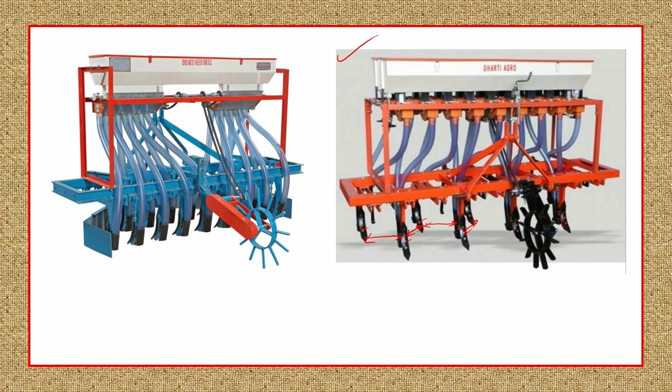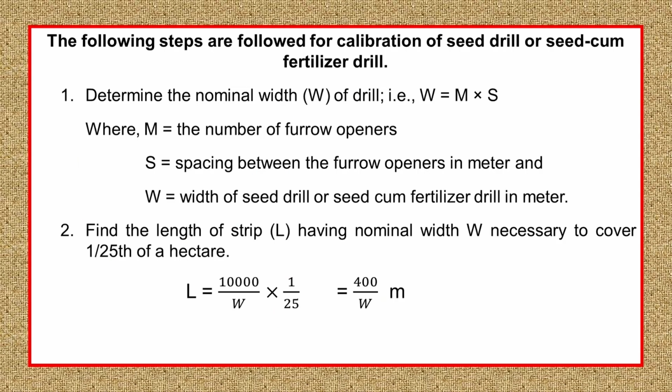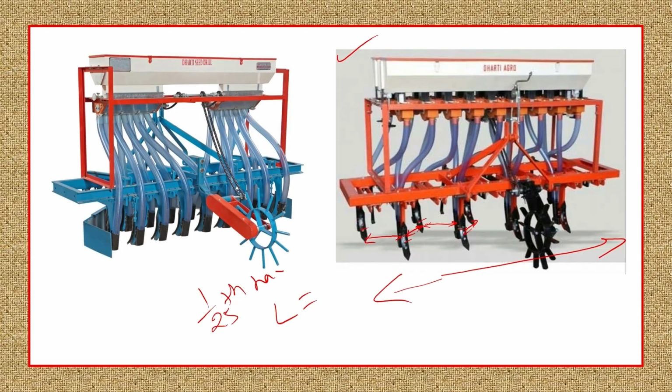And with the help of this W, M and S, you will come up with the width of the implement. Once the width is known, with this much width, what is the length L the implement has to travel in order to cover 1 by 25th hectare of area? For that, an expression is used here, and from that you will find the L.